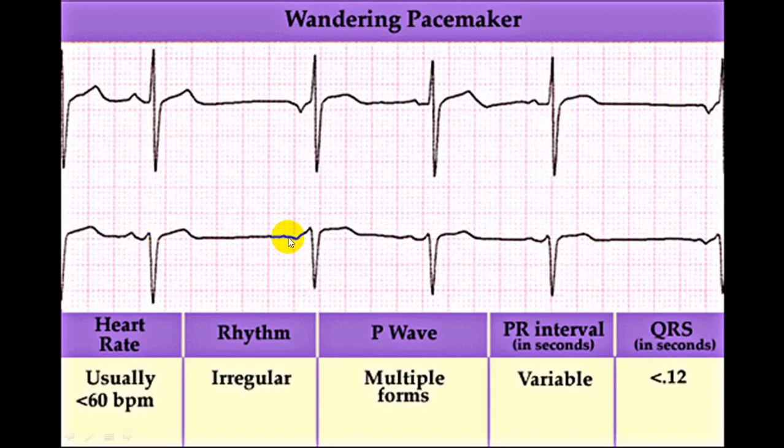But a better word utilized is a wandering pacemaker. You can see these P waves are different shapes. So this is a wandering pacemaker. But if all are negative and the rate is normal, we call it left atrial ectopic rhythm.